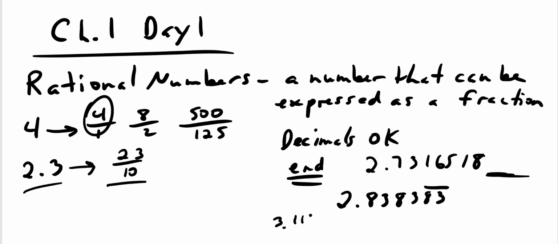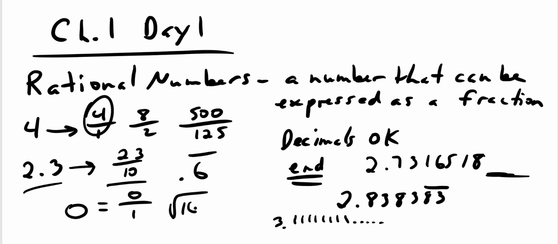3.1111111, that's a rational number, and that keeps going. So these are all rational numbers. Let me give you a couple more. 0 is a rational number because I can turn 0 into a fraction, 0/1. That's easy. If I said 0.6 with a line over it, that's 0.6666666. That's a rational number as well. Those are all rational numbers.